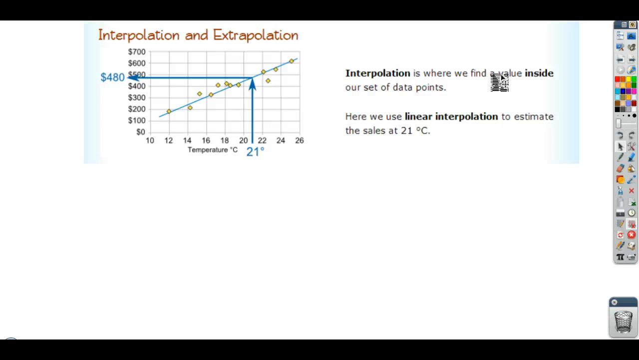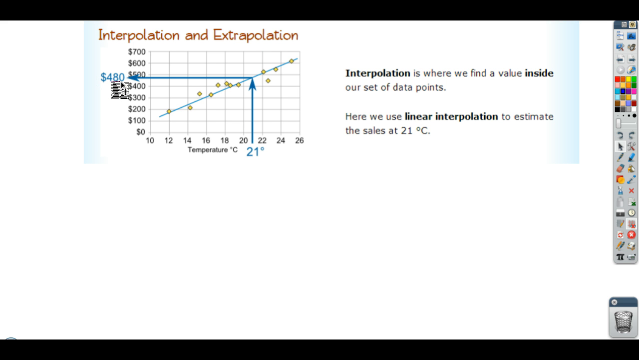Okay, so when you use your line of best fit, there's two different things you're going to do. One is you're going to do interpolation, okay? So inter, meaning between, and polation, meaning poles or extremes, okay? So you're going to go in between. You're going to find somewhere in between. So this would be like, let's say we're going to try to find the sales at a temperature of 21 degrees, okay? Using our line of best fit and interpolation, we're going to say that the sales would be about 480, okay? And you could use this as a predictor.